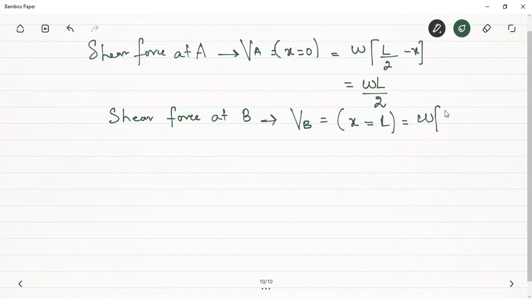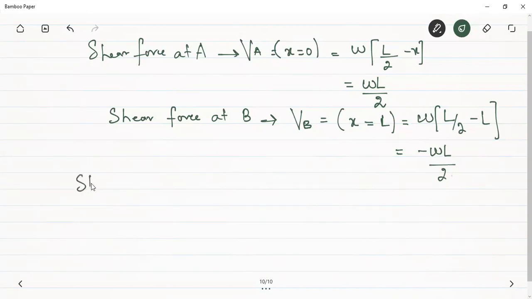Omega L by 2 minus. What will be the shear force here now? Minus omega L by 2. Plus omega L by 2 at one support, minus omega L by 2 at the other support.